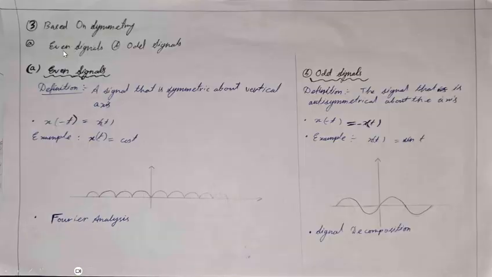Now we will discuss the types of signals on the basis of symmetry. The first type is even signals, the second type is odd signals. A. Even signals. Definition: a signal that is symmetric about the vertical axis is called an even signal. Here x of minus t is equal to x of t. Example, x of t is equal to cos t. Here we can see the graph of this type of signal.